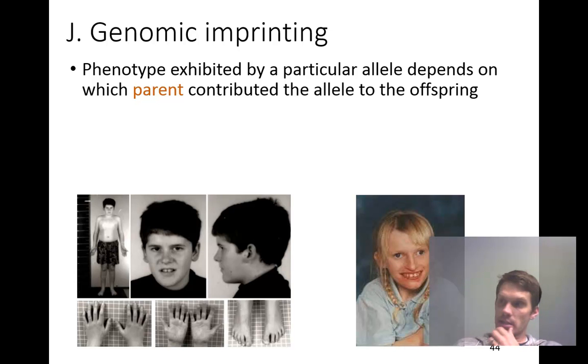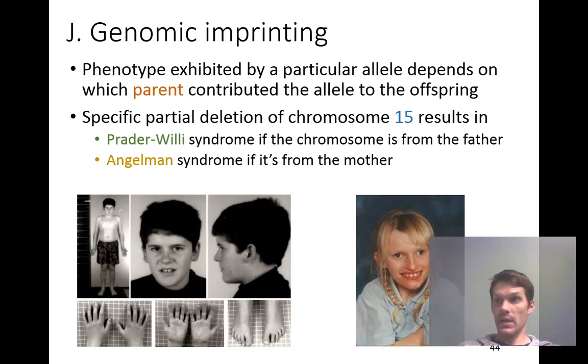Another thing that has to do with how things are inherited is called genomic imprinting, where the phenotype or the expression depends on which parent contributed the allele. For example, Prader-Willi syndrome and Angelman syndrome both have to do with chromosome 15, but if it comes from the father, it's Prader-Willi, and if it comes from the mother, it's Angelman. Here are two examples, Prader-Willi and Angelman. You can see there are differences in the facial structure of the different syndromes.